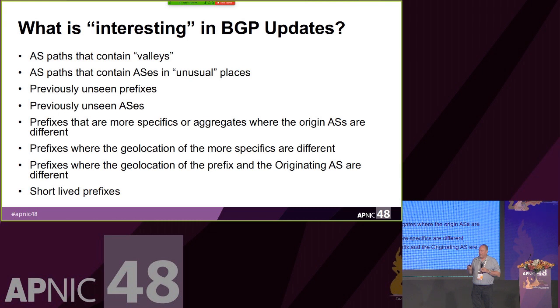If a customer leaks a route to another provider, that's a valley. If you think the customer-provider relationship is up going down, then if you see a path that goes down and then back up again, that person at the bottom is leaking. So if an AS path contains a valley, that's an interesting update. If I always see AS1 followed by AS2 everywhere, and you give me an update that has AS2 followed by AS1, that's really interesting. And I think that's odd. I'm not sure, but it's interesting.